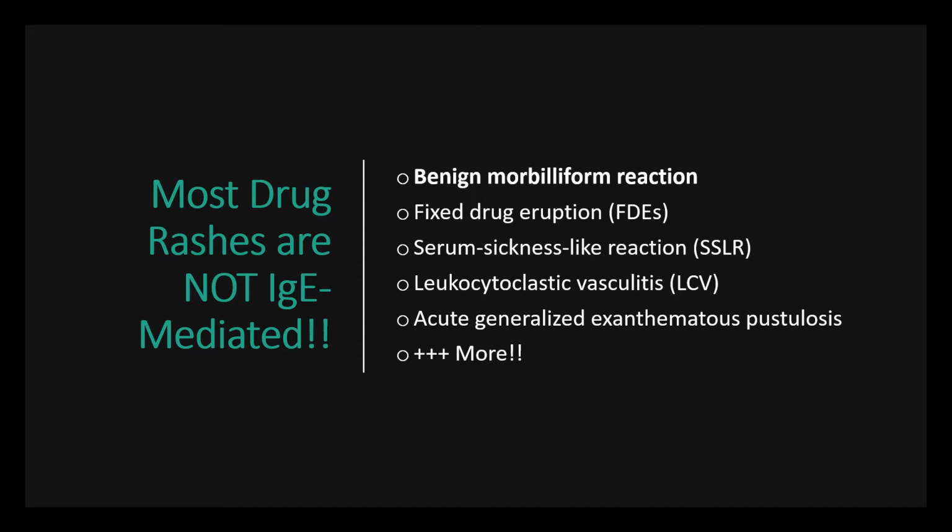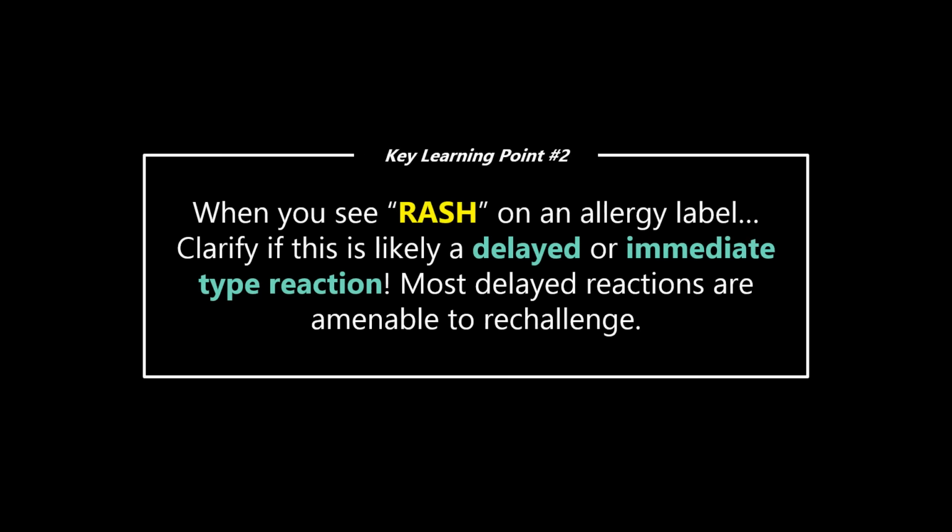If a reaction occurred after multiple doses or after a few hours of administration, it is delayed by definition. For our second key learning point, when we see the reaction rash on an antibiotic label with no other details, which is very common, the first and easiest move is to decide if this was a delayed or immediate type reaction. Most delayed reactions are challengeable and don't require avoidance. Severe delayed reactions are possible, but are easily identified with proper history taking.